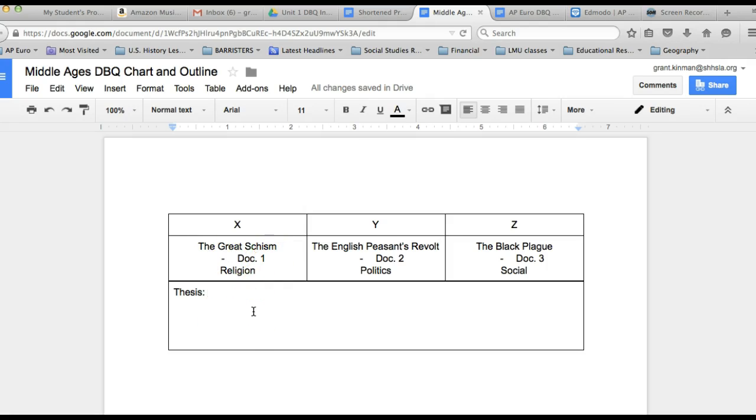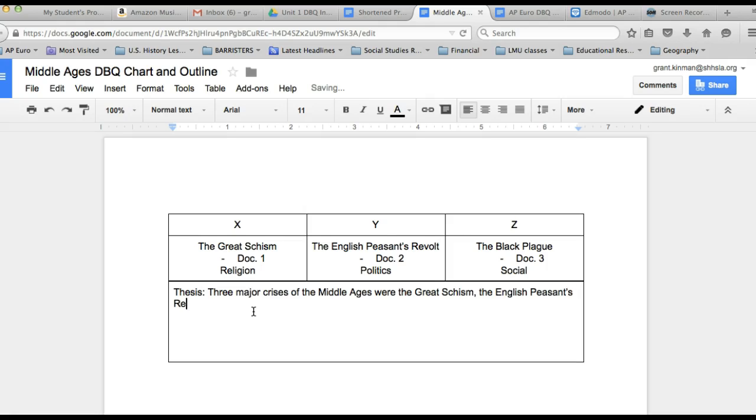So, for example, you can start out 3 major crises of the Middle Ages. The Great Schism, the English Peasants' Revolt, and the Black Plague. Problem. I've got a list here.